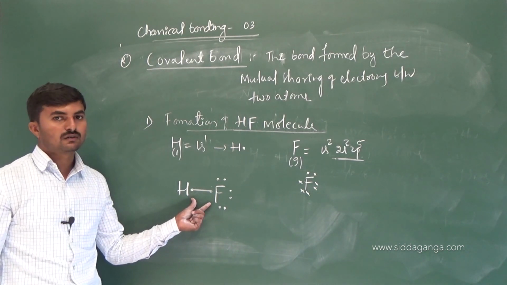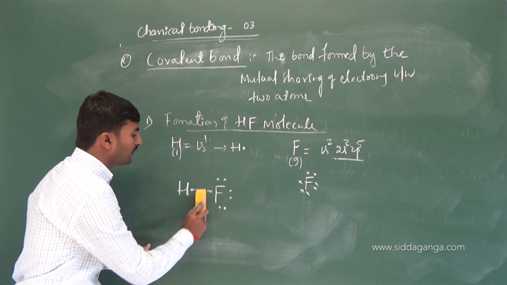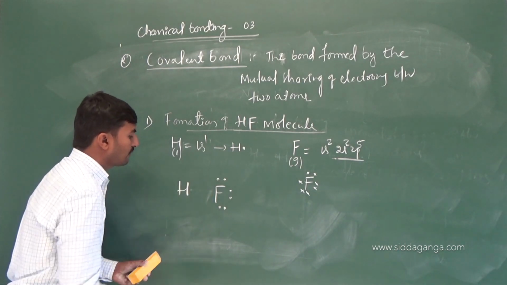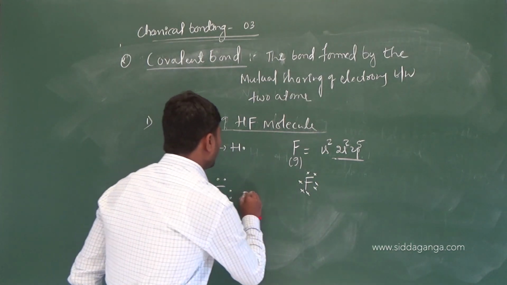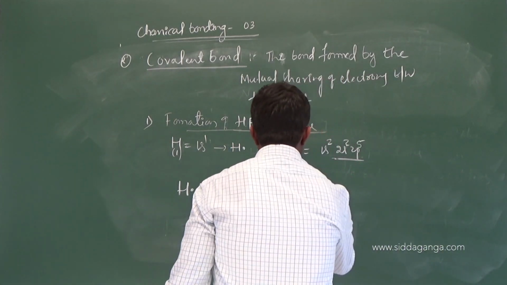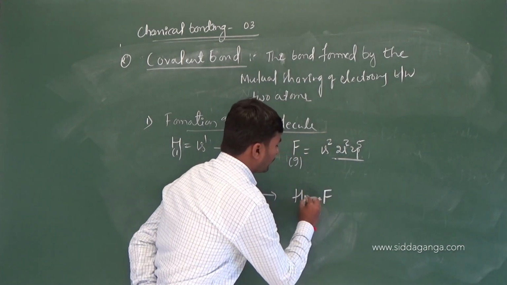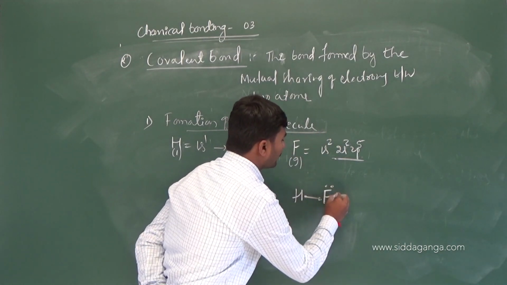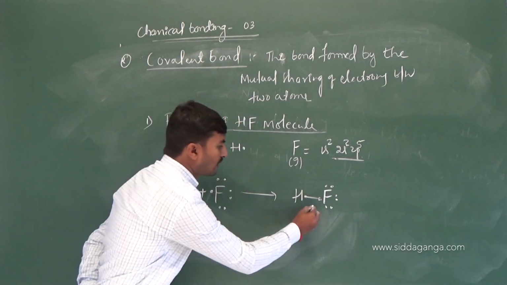What happens between these two? Formation of bond takes place. One is a hydrogen atom, another one is a fluorine atom. What is the bond formed between them? It is an HF bond. Okay, H-F, this is the covalent bond. Okay, this is the covalent bond.